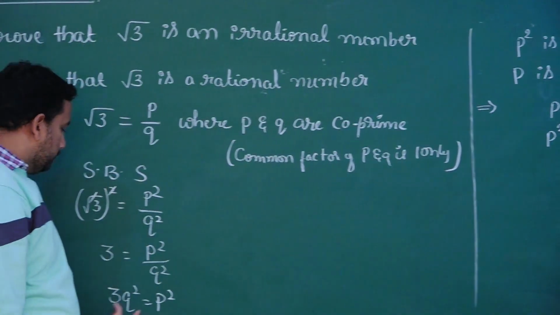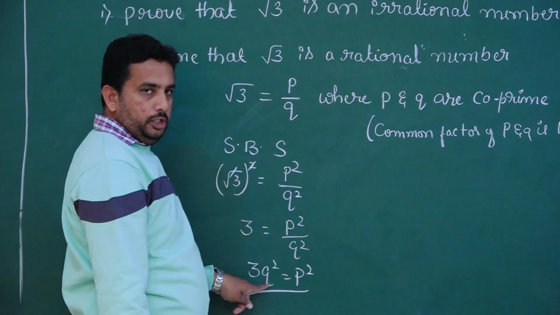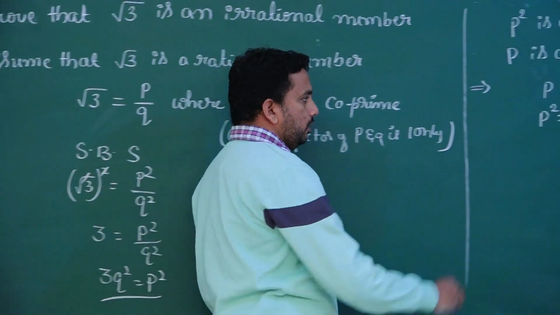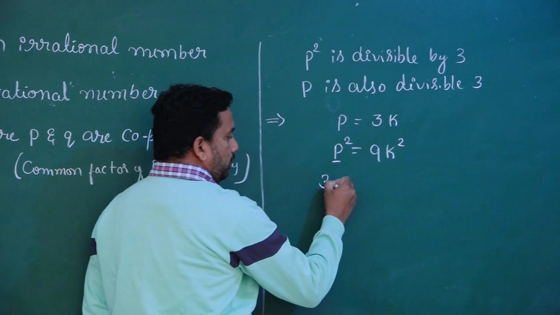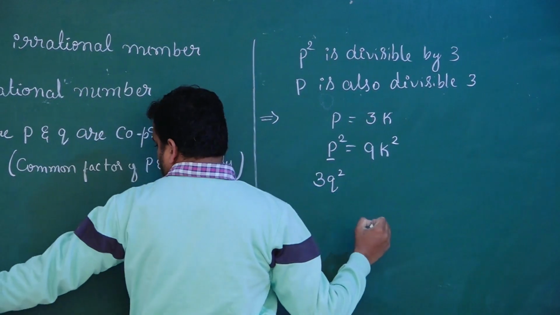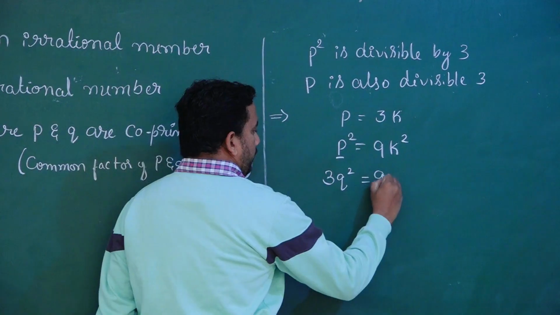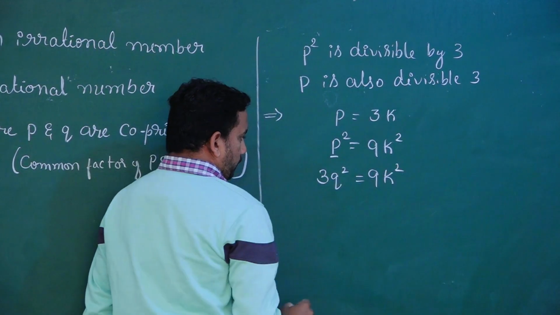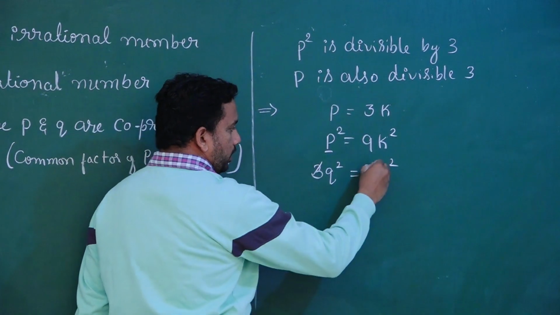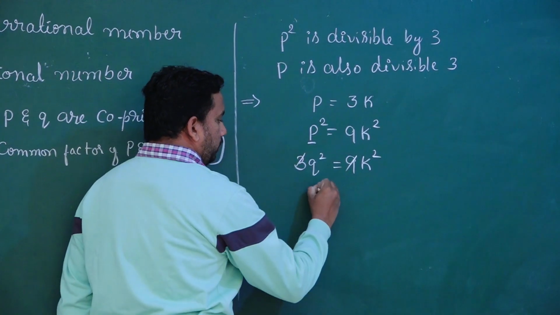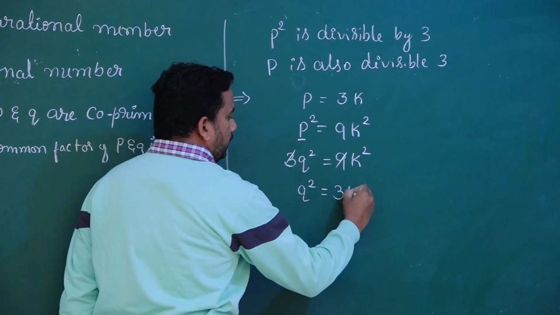But we know that p square is equal to 3q square. So this p square is equal to 3q square, and then we can write 9k square. So we can divide by 3 on both sides, and therefore we get q square is equal to 3k square.